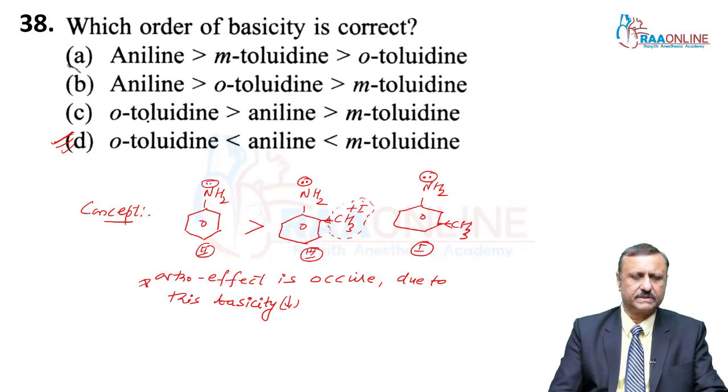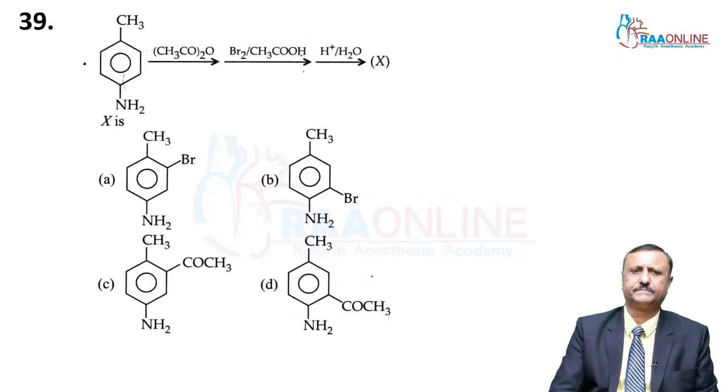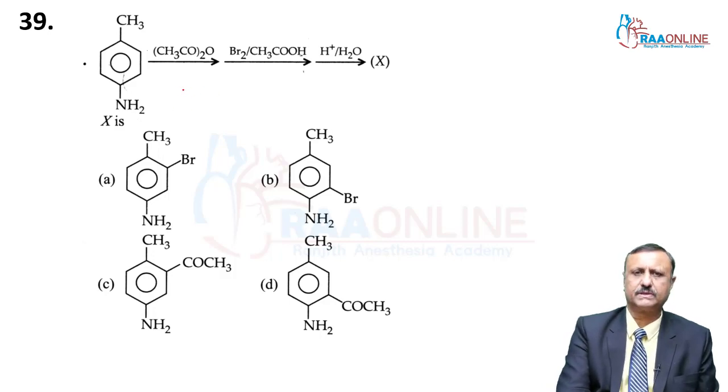Now my dear students, when we see question number 39, this is also a basic question and an important question. Here you can write the reaction. We can write the reaction. Here CH3NH2 reacts with this CH3CO, O, CO and CH3 group.